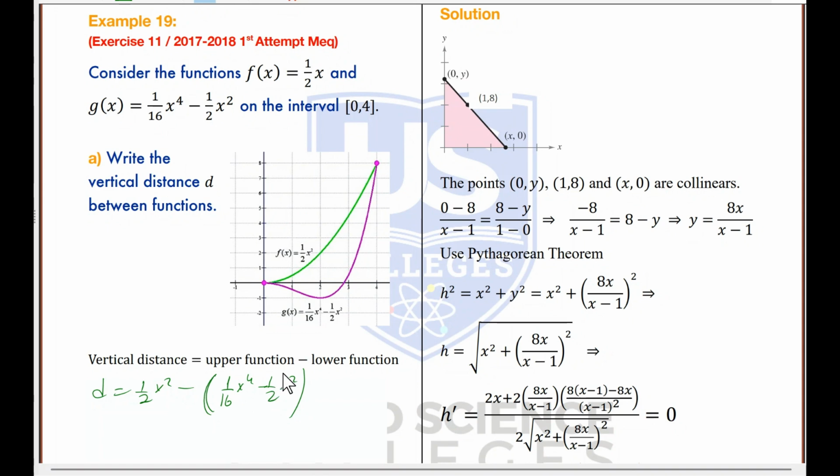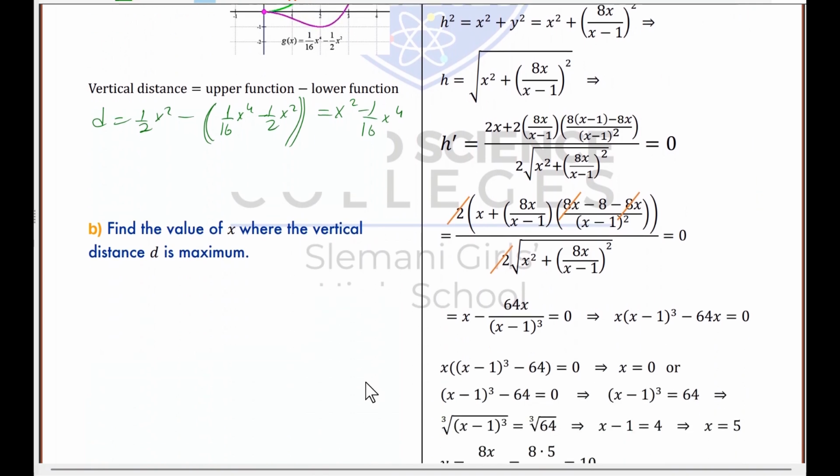Make sure you are putting the function inside parentheses, which will give you 1 over 2 x squared minus minus, plus 1 over 2 x squared, x squared minus 1 over 16 x to the fourth. I got the vertical distance. I am done with the first part. What about the second part? Second part is asking about the value of x where the vertical distance is maximum. Again, we are talking about derivative. Derivative of what? Derivative of distance.